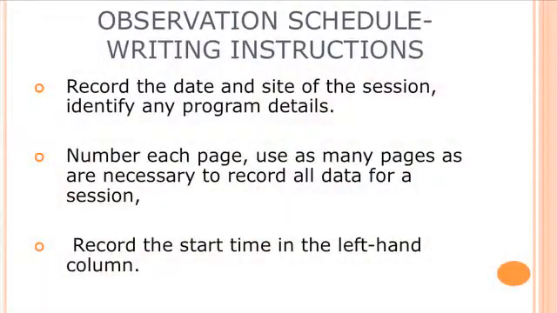Now, when we are writing an observation schedule, there are certain instructions that we need to follow. We have to record first the date and site of the session and identify any program detail. That is, you write down today's date, for example, if you start your observation, and then the site, where you are observing the person, community, group or team. You will probably write the classroom, the playground, the school, the lunchtime. You will have to write the site.